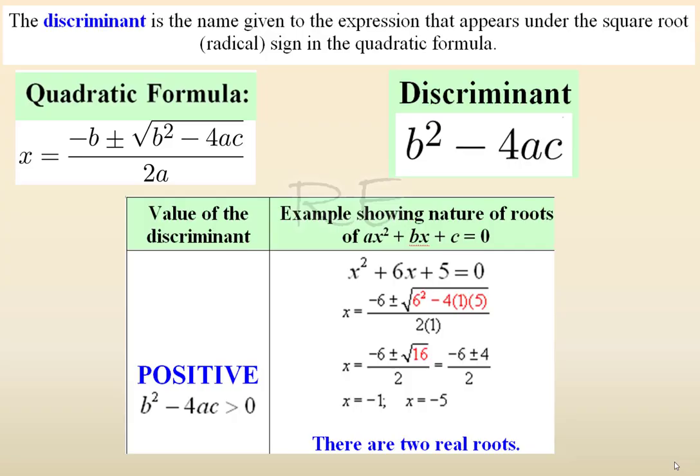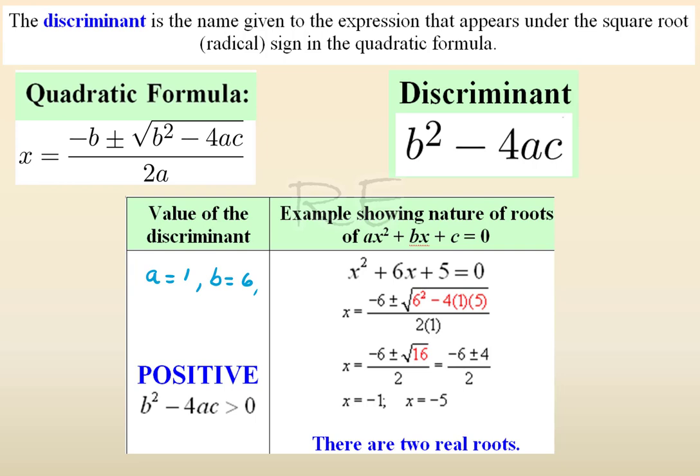The discriminant is the name given to the expression that appears under the square root radical sign in the quadratic formula. That expression is b squared minus 4ac. Now, if it's positive, then we have two real roots.